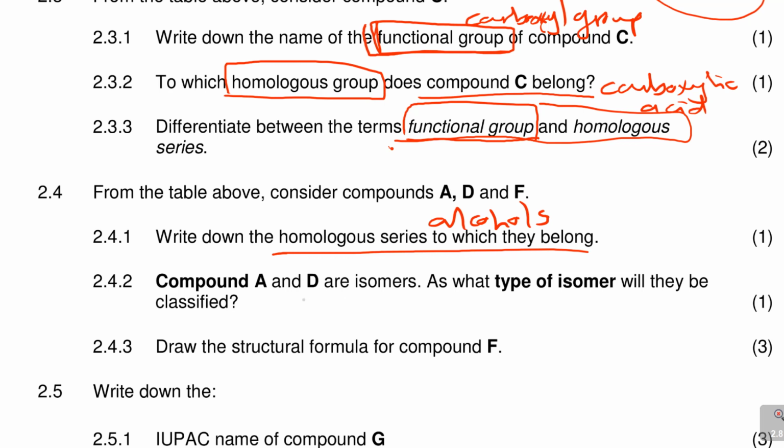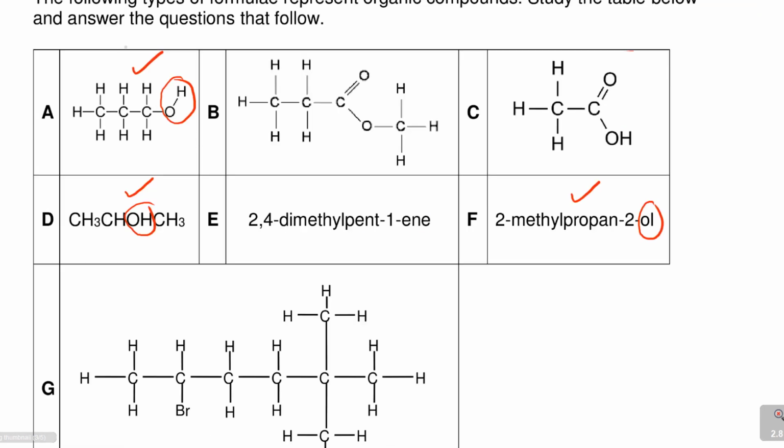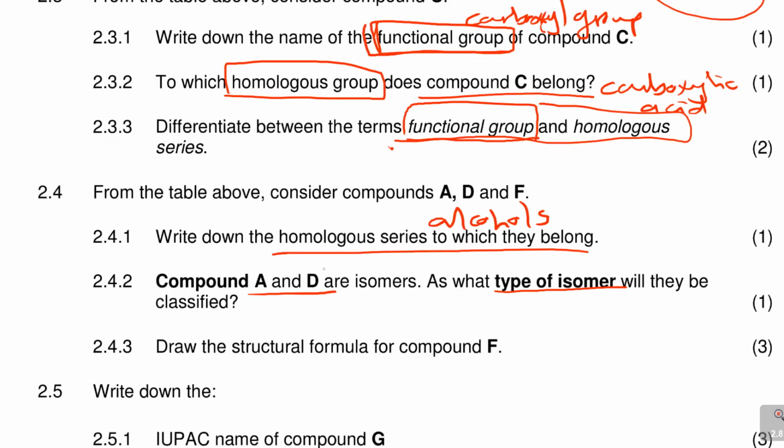Compound A and D are isomers. What type of isomer will they be classified? Let's look at A. In A, the OH is in the center, and in D, the OH is at the end. If you quickly draw D, you see carbon 3, and the OH is in carbon number 2 in one, while this one is at the end. So what do we call this? We call these positional isomers, based on the position of the functional group.